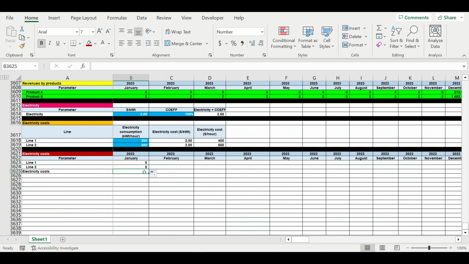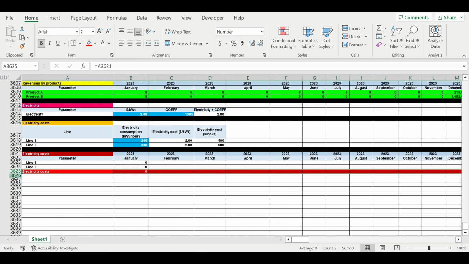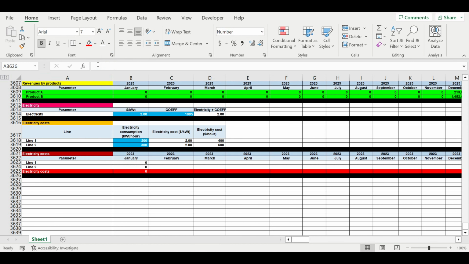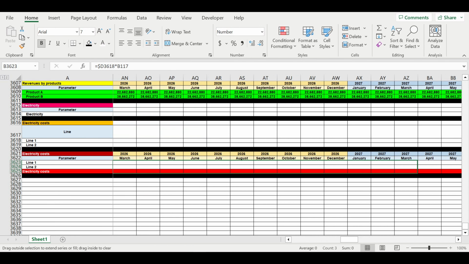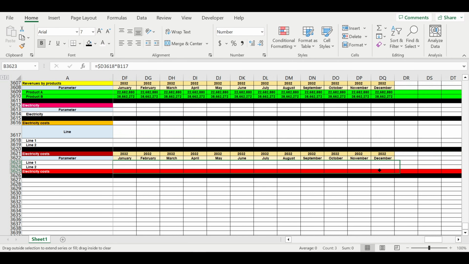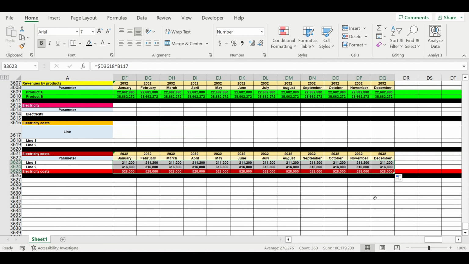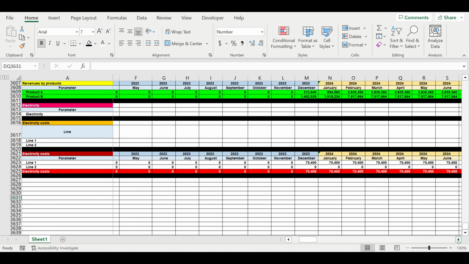Then for the total electricity costs, I will make a total of that. I will need to mark this line with red because this electricity cost will go to the cash flow statement later. Now I will extrapolate this formula to the right. So this is how we calculated the electricity.